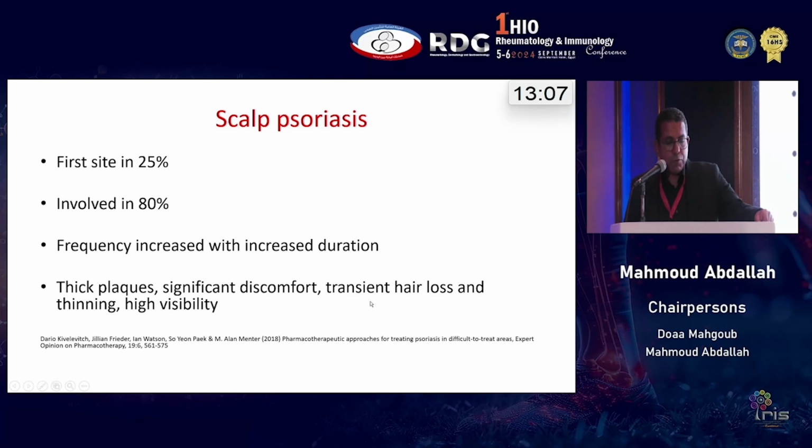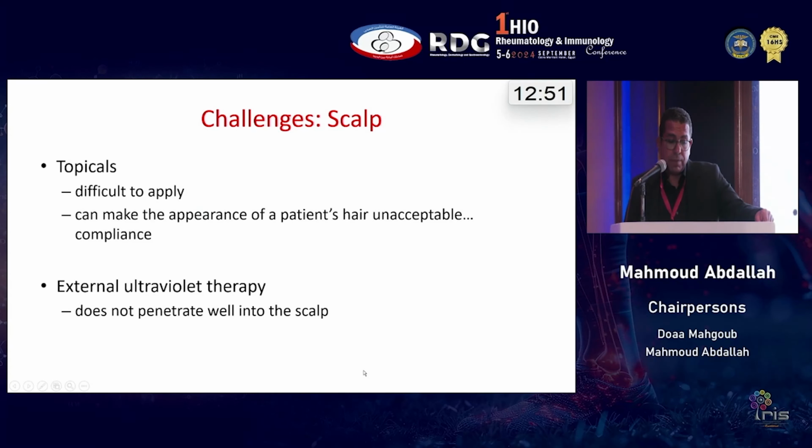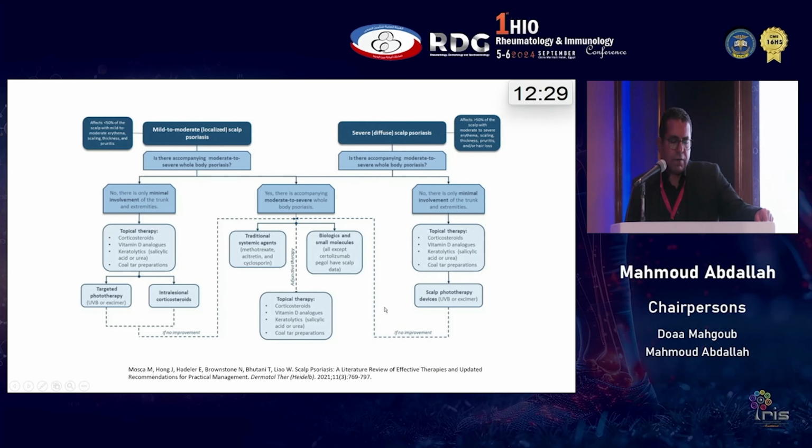So starting with scalp psoriasis, the scalp is the first site in 25% of cases. It is involved in 80% of cases, and the frequency increases with increased duration. Usually the patients have thick plaques, significant discomfort, transient hair loss, thinning, and high visibility. Topicals are not very acceptable to the patients because they are difficult to apply, can make the appearance of the patient's hair unacceptable, and so affect compliance. External ultraviolet therapy may be used. However, it is better to go for excimer or focused ultraviolet.